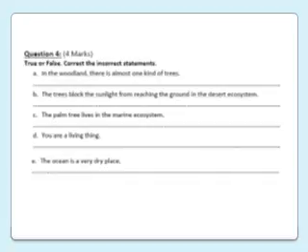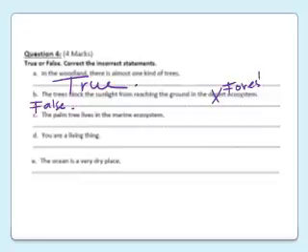True or false? In the woodland, there is almost one kind of tree. True. B. The trees block the sunlight from reaching the ground in the forest ecosystem. For this reason, the ground in the forest is wet.